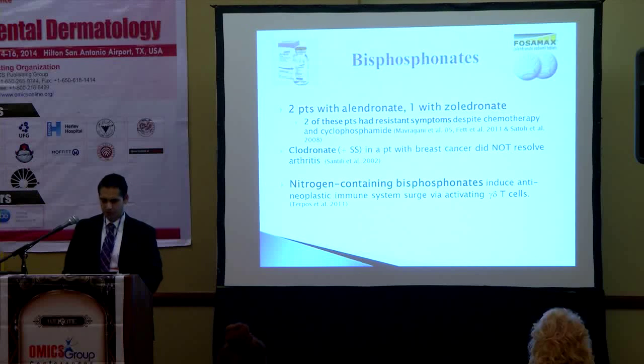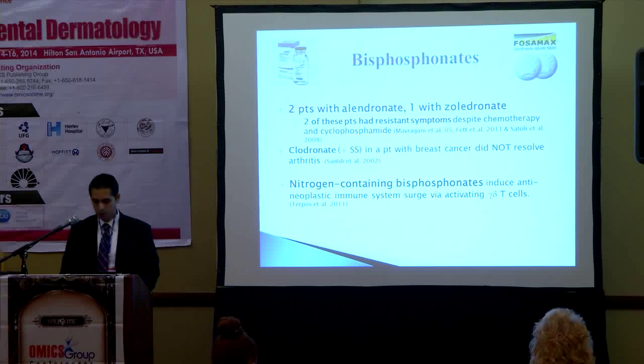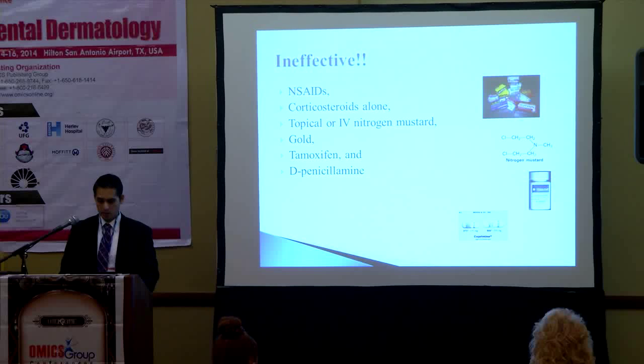So again, the numbers here are low, but one observation that we made was that both alendronate and zoledronate are nitrogen-containing bisphosphonates, as opposed to clodronate, which is a non-nitrogenous bisphosphonate. And what we found is that nitrogen-containing bisphosphonates actually have anti-neoplastic properties in addition to anti-osteoclastic properties. So that may be one reason that those 2 medications may be more beneficial in MR.